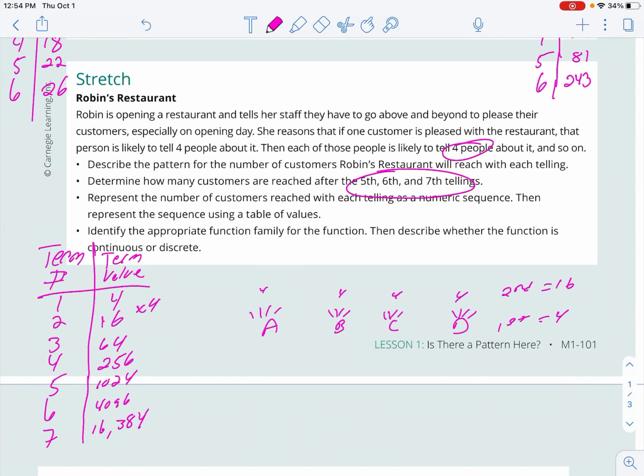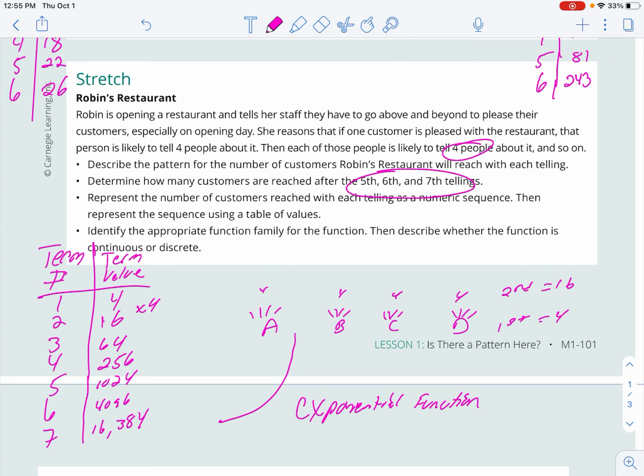Let's see. Then they also ask us to identify the appropriate function family and then describe whether the function is continuous or discrete. Man, that thing is increasing pretty quick. And what's the type of graph that we've seen that's increasing very, very fast like that? These are the graphs that we've seen do that. These are what we call our exponential, okay? So this is the graph that's being modeled. This is part of the exponential family.